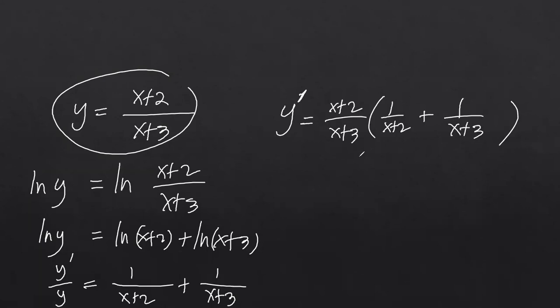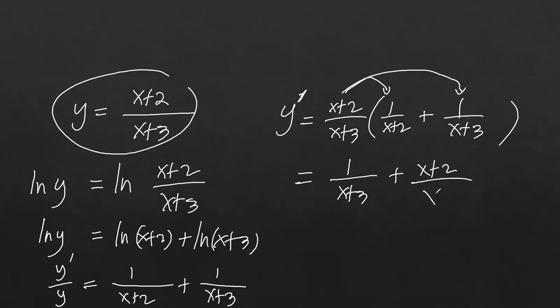The next thing is we are going to distribute it in each term. If you distribute it here, it will only be 1 over x plus 3. And if you distribute it to the other term, rather, it becomes x plus 2 over x plus 3 squared.